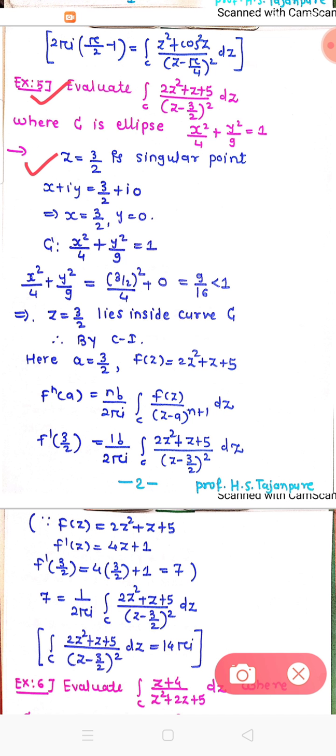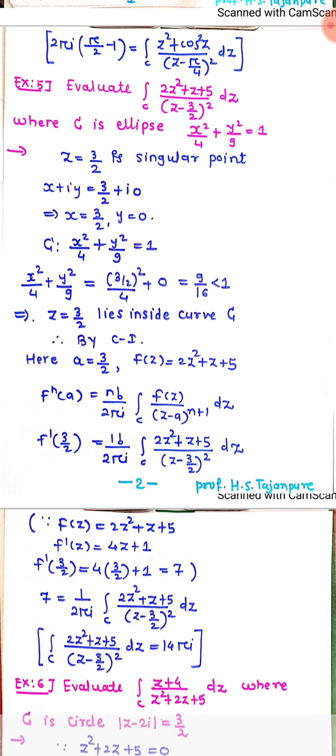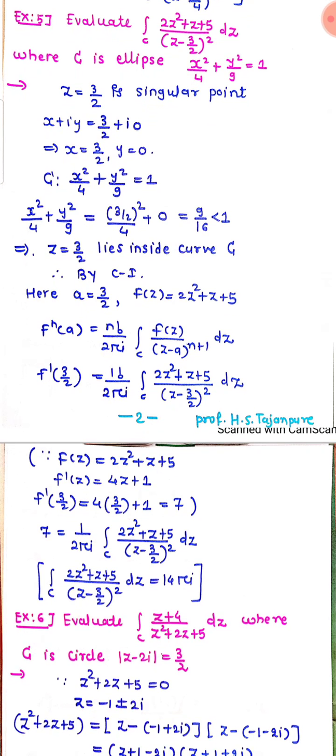Now the equation of the curve is not given in terms of z. As the equation is given in terms of x and y, we will write the singular point also in terms of x and y. Just write z as x + iy. Then on comparing the real and the imaginary parts, you will get x = 3/2, y = 0.